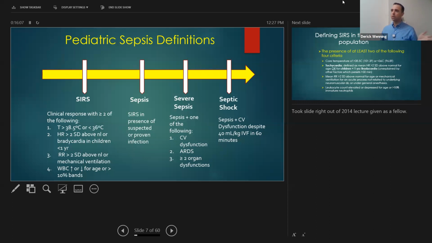Sepsis is nothing more than SIRS with a suspected or proven infection. So that's it. Okay, if you have a SIRS kid with a known infection, then you have a kid that's septic. Severe sepsis is either cardiovascular dysfunction, ARDS, or greater than or equal to 2 other organ dysfunctions. And then septic shock is when, despite IV fluid rehydration and resuscitation of greater than 40 mLs per kilo, the child still has evidence of cardiovascular dysfunction, usually meaning hypotension, and they're going to need vasopressor therapy, and that is septic shock in children.